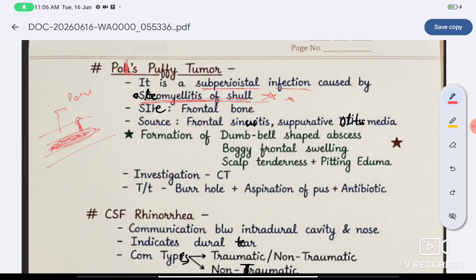Most common site is the frontal bone. Source of the infection is the frontal sinus or suppurative otitis media, which is the middle ear infection. Now, what is the clinical feature? It is the formation of a dumbbell-shaped swelling, a dumbbell-shaped abscess, boggy frontal swelling, scalp tenderness and pitting edema. It means if you press it, there will be a pit formation. It will not rebound and reach the original level. Investigation of choice is CT. Treatment includes burr hole drainage, aspiration of pus and prescribing a suitable antibiotic.